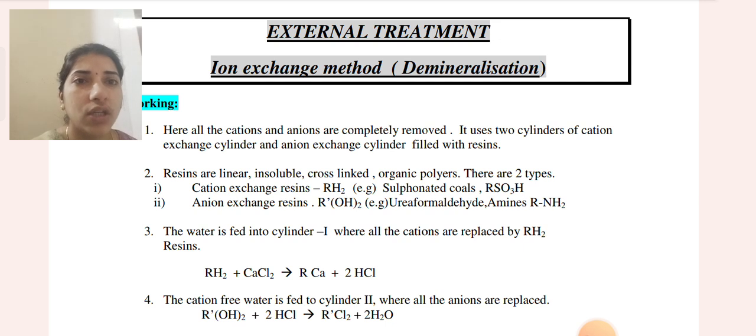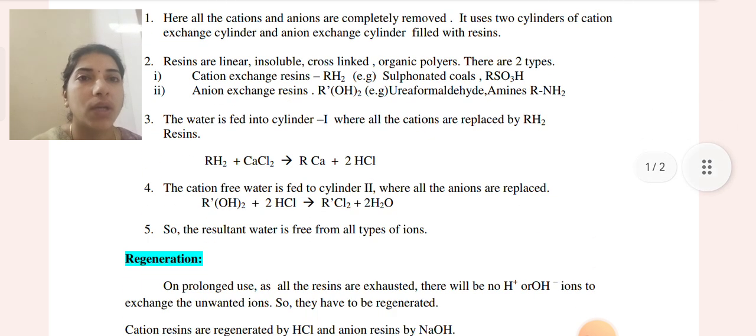The water is fed into cylinder 1, where all the cations are replaced by the RH2 resin. RH2 resin plus calcium chloride gives RCa plus 2HCl. The cation-free water is fed into cylinder 2, where all the anions are replaced. Here ROH2 plus 2HCl gives RCl2 plus 2H2O. So the resultant water is free from all types of ions.